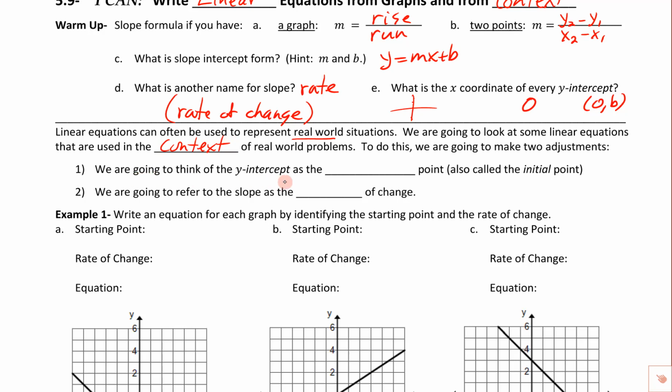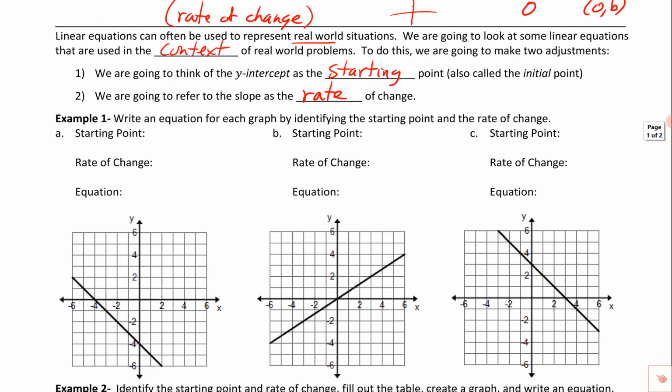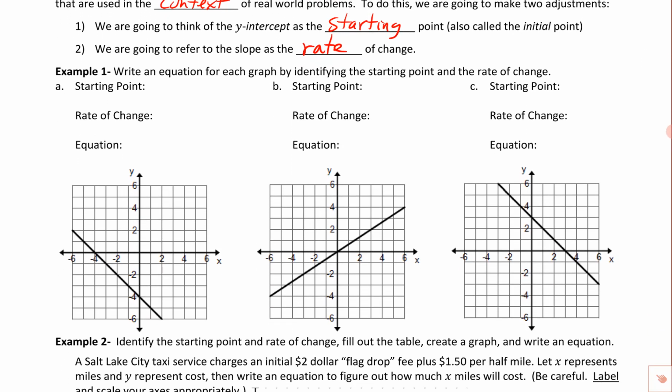So we're going to think of the y-intercept as the starting point. Okay, starting point, or the starting value. We talked about it being anchored at that point, and then we use the slope to get to other points. We're going to call that the starting point, or the initial value. And we're going to refer to the slope as the rate of change. So we use those interchangeably. If somebody's talking about rate, they're talking about slope. If they're talking about slope, they're talking about rate. So it says write an equation for each graph by identifying the starting point and the rate of change.